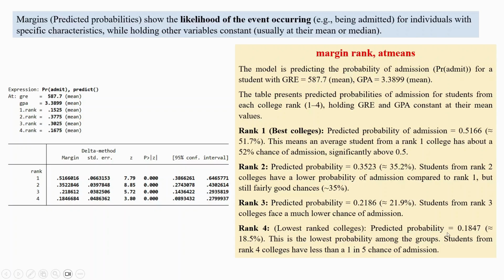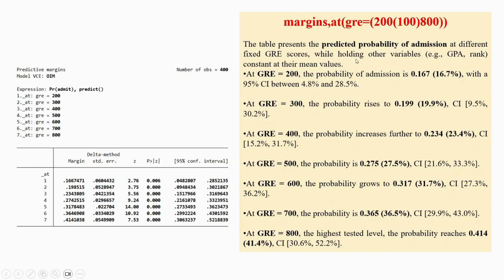Rank 4, predicted probability 0.1847. This is the lowest probability among the groups. Students from rank 4 colleges have less than a 1 in 5 chance of admission. So this is a margin. These are the predicted probabilities for the categorical data. What about the continuous? So we will compute for GRE.